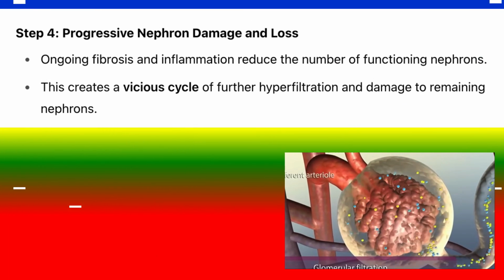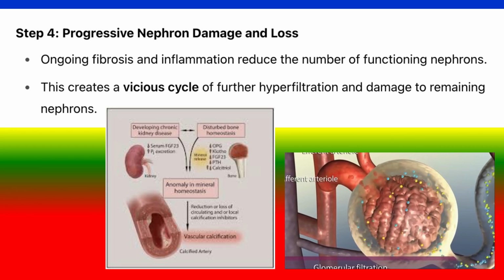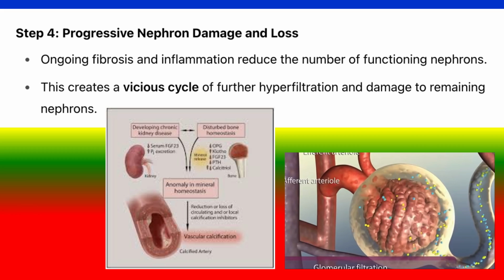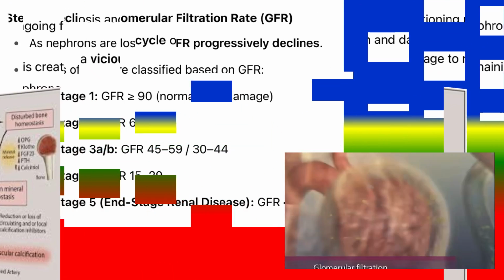Step 4. Progressive nephron damage and loss. Ongoing fibrosis and inflammation reduce the number of functioning nephrons. This creates a vicious cycle of further hyperfiltration and damage to remaining nephrons.